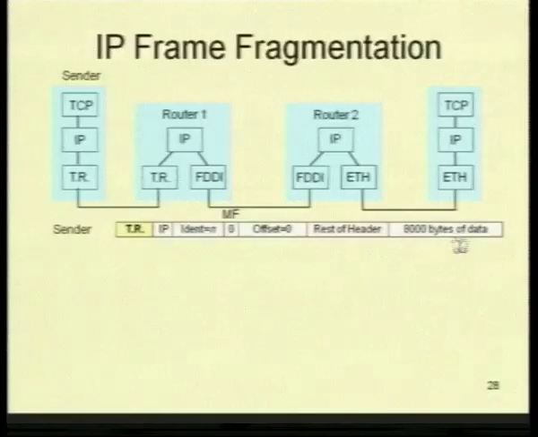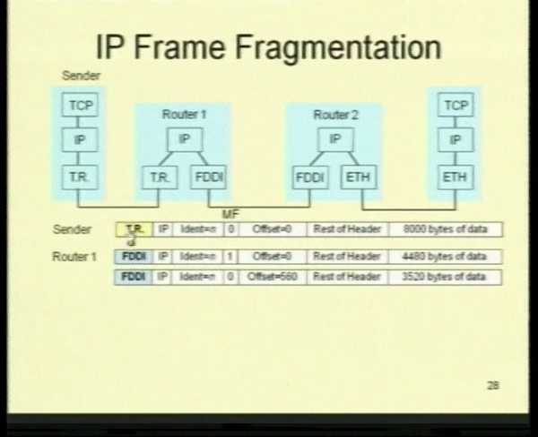So we have 8000 bytes of data being sent on the token ring network. Okay. So we have the original data, the IP is on the token ring, you have the IP header, the identification value let's say is n, the more flag is 0, the offset is 0, and it carries 8000 bytes of data. This basically indicates that the entire packet is a single packet which has not been fragmented.